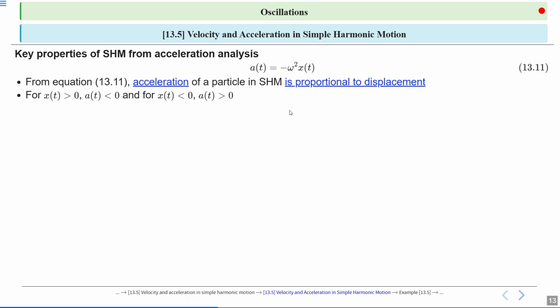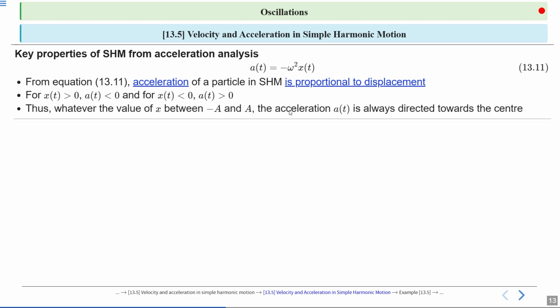So for x(t) greater than 0, a(t) is less than 0, and for x(t) less than 0, a(t) is greater than 0. So the acceleration points to the right. This always pulls the particle back toward the center, no matter which side it's on. Thus, whatever the value of x between minus A and A, the acceleration a(t) is always directed towards the center. This is what keeps the motion oscillating around the equilibrium position.